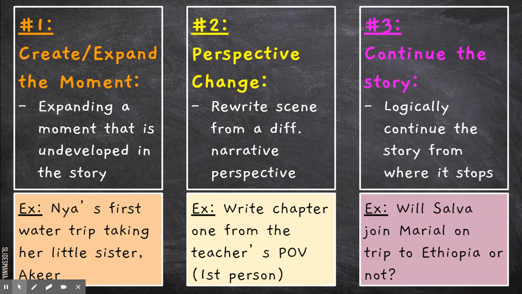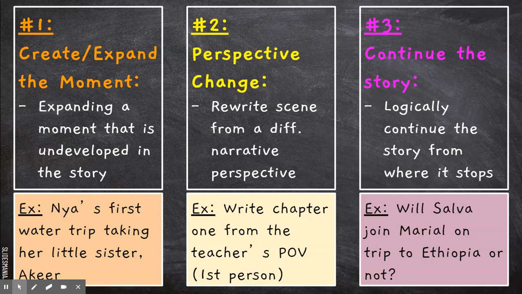The next option, number 2, perspective change. Here you would rewrite a scene from a different narrative perspective. So you see the example, rewrite chapter 1 from the teacher's point of view, first person. Going this route, you're not changing any of the actions or the events in that chunk of the story. You already know them all. The only thing you're changing is the perspective.